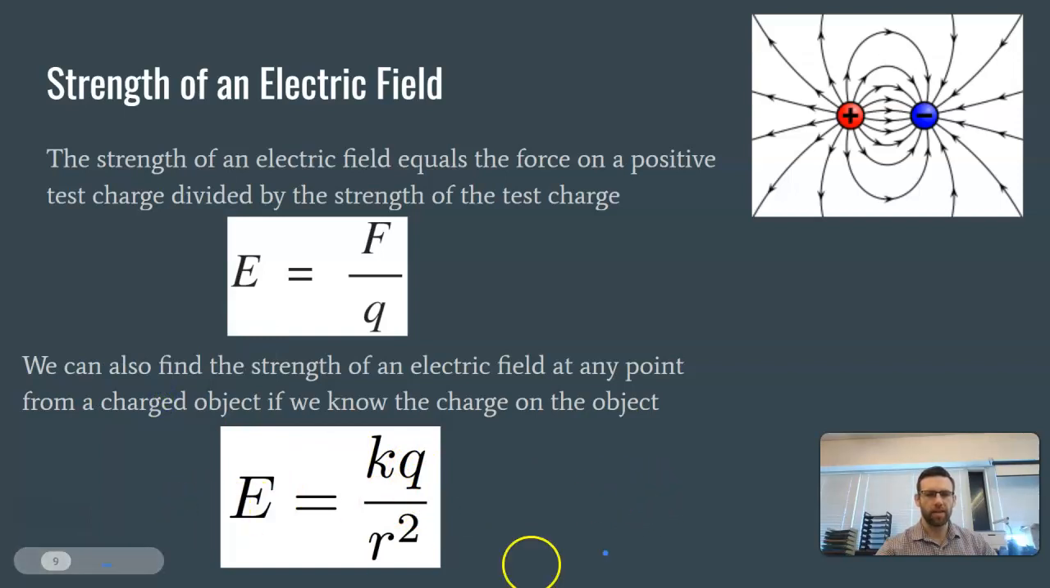So let's say I have a positive test charge. Let's say I have a charge right here, and let's say I'm some distance away over here. If I know the charge Q, and I know the distance R, I can calculate the electric field strength by taking this constant K, multiplying it by the charge Q, and dividing it by the distance squared, which is R squared. Let me just make my little point a little bit rounder here. Okay, so that's the general idea for electric fields.